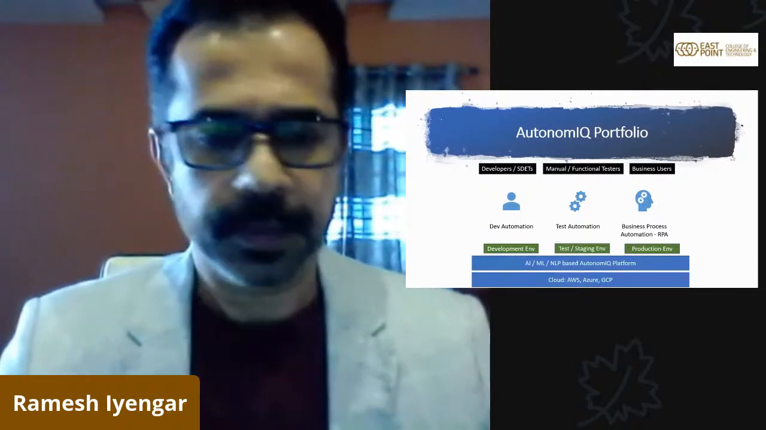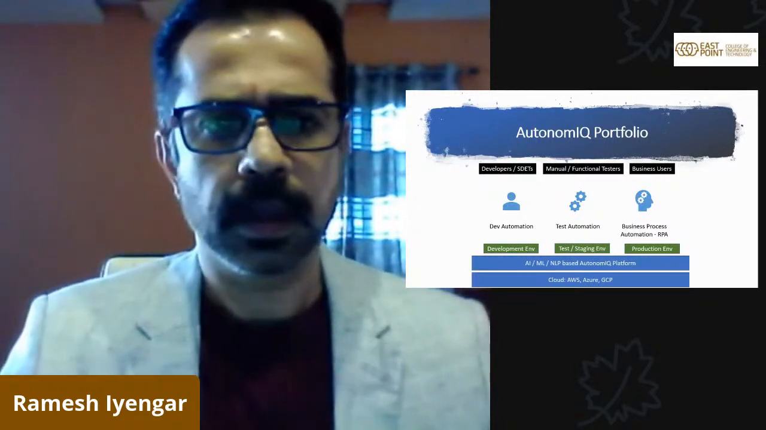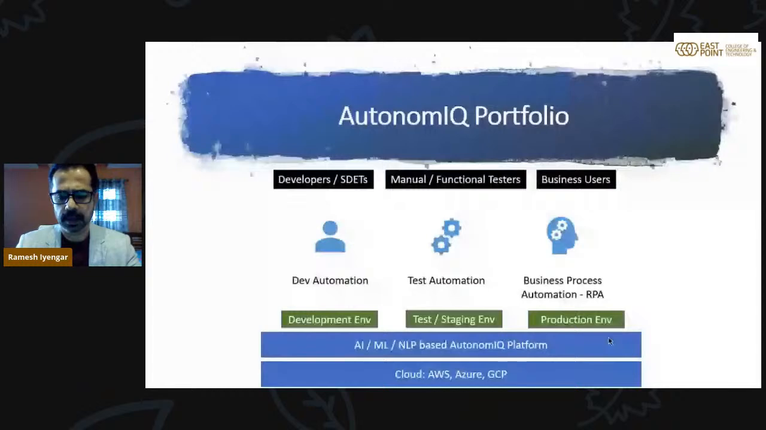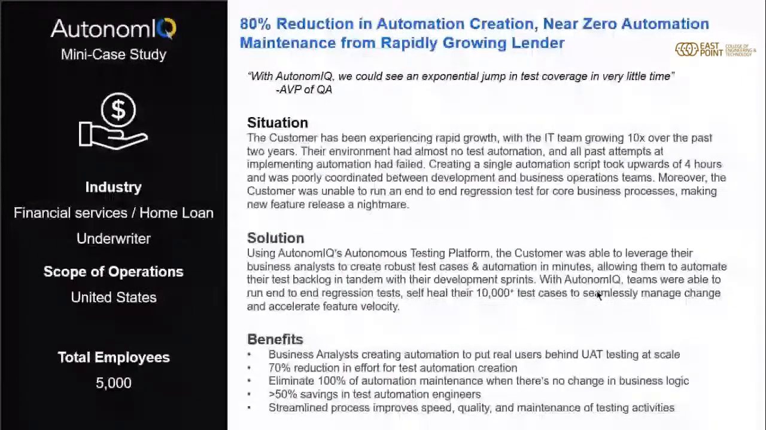With this, I'll quickly get into a case study, right? Maybe in the interest of time, this is one of the case studies I wanted to pick, where near zero automation maintenance was achieved, and an 80% reduction in automation creation. And the speed is just like this.